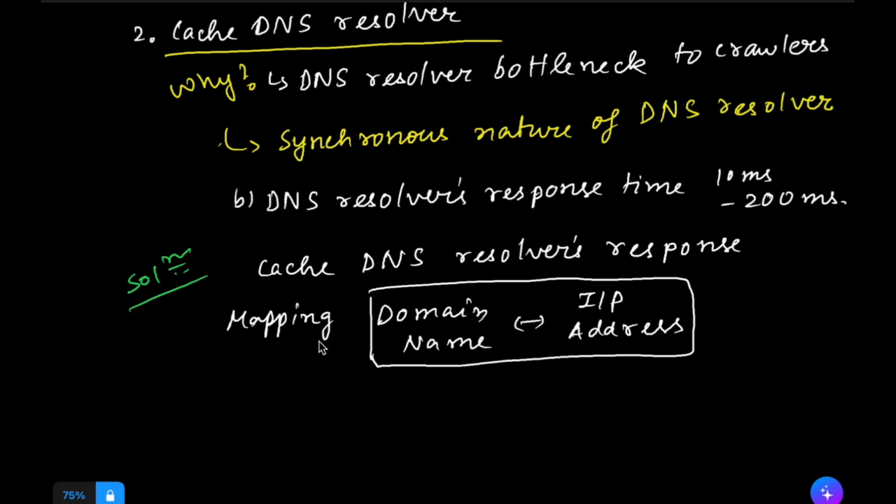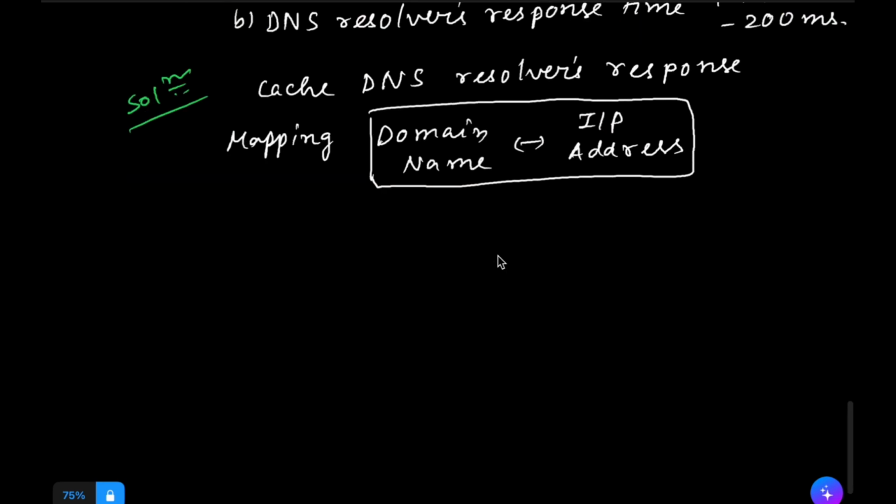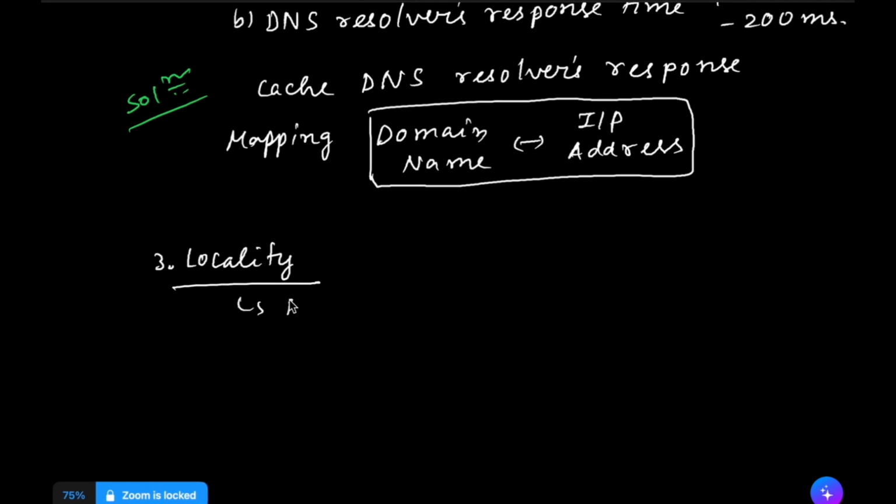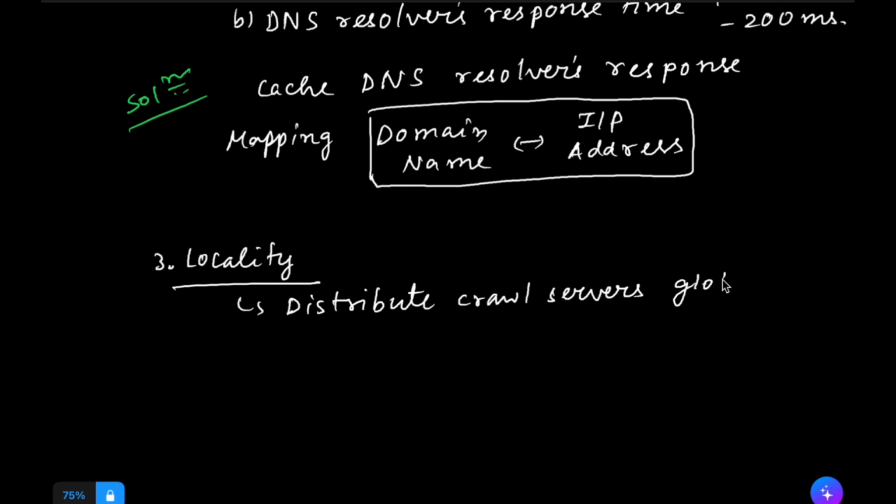So these two things. Another is locality. For higher availability and higher scalability, what we can do is distribute crawl servers globally. So crawl servers are closer to the host, and the download will be much faster. This is one thing, and another is short wait time.